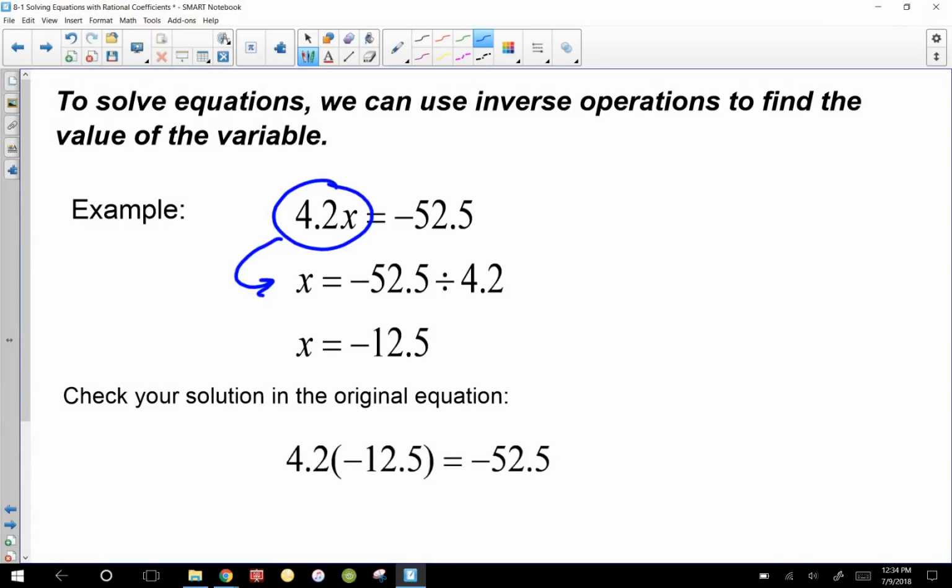So if 4.2 times x is equal to negative 52.5, then x must be equal to negative 52.5 divided by 4.2. And that we can calculate, and we can find the value of x. X has to be negative 12.5. And we can always check that by putting that value back in the original equation. 4.2 times negative 12.5 is equal to negative 52.5, so we know that the value of x has to be negative 12.5. And that's really the basic concept behind solving equations with rational coefficients.